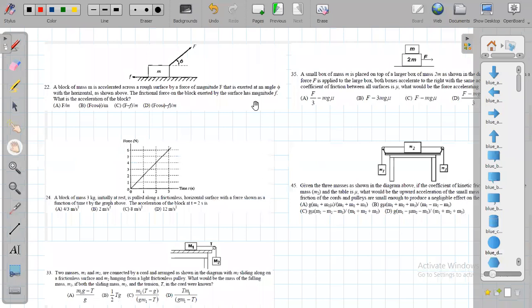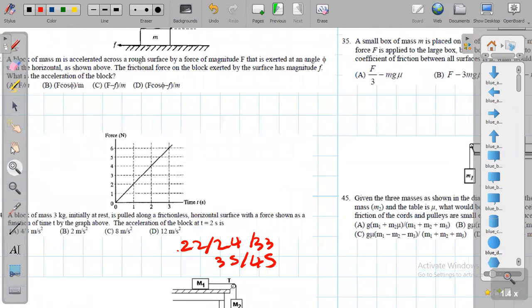22. Okay, somewhere here. 22, 24, 33, 35, and 45. Other question numbers. Let me expand this.